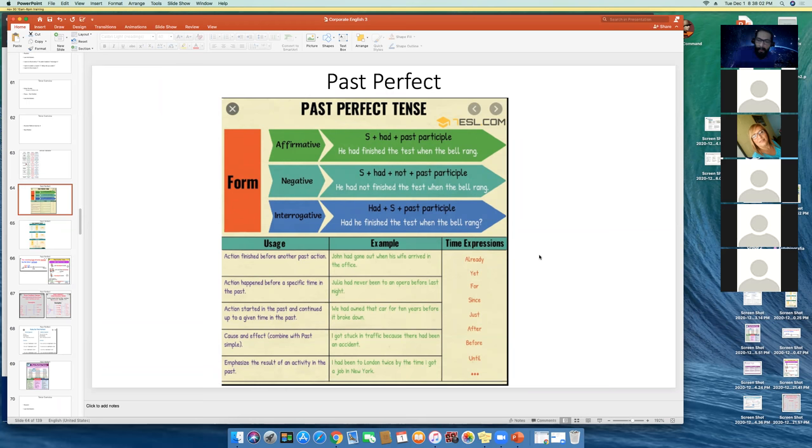Okay. There's also different words that you can use for time expressions. You can use already. You can use yet, for, since, just, after, before, and until. And how do you use some of this? Well, you can use it as an action that finished before another past action. And the example would be, John had gone out when his wife arrived in the office. These are some usage, and these are some of the examples. Keep in mind that we still have these words that we can use, right? So we can mix it and match it.